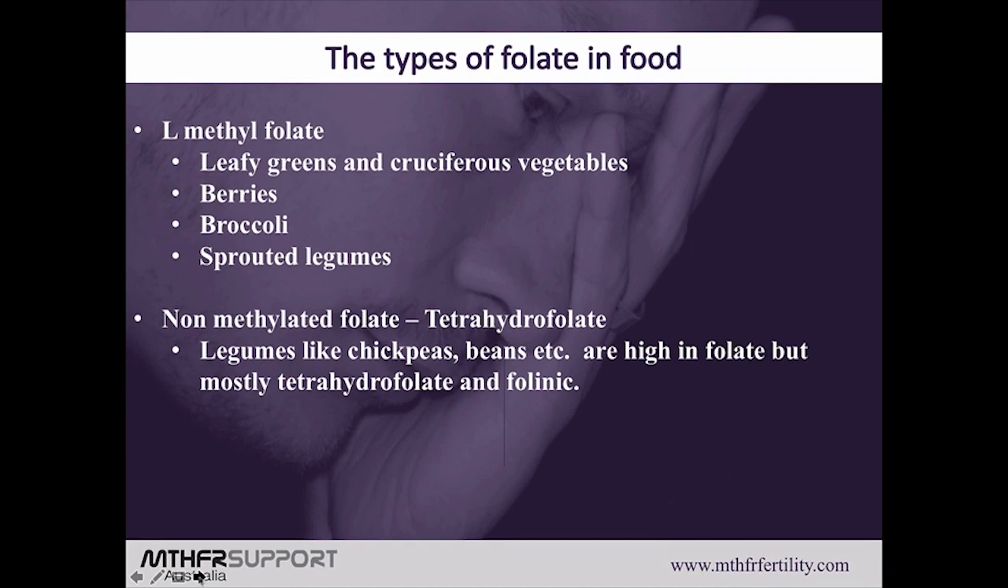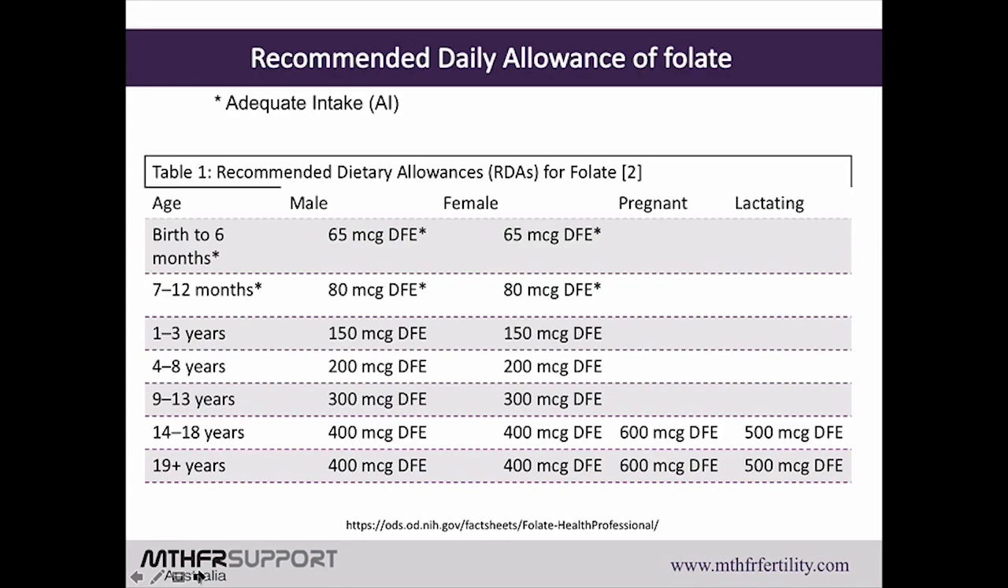But there are other foods that are high in folate, but not necessarily in methylfolate, like our legumes. So chickpeas, beans, lentils, etc. are high in folate, but it's mostly tetrahydrofolate and folinic. So it still has to be converted. So you're better to use sprouted legumes and broccoli and your leafy greens to get your folate levels.